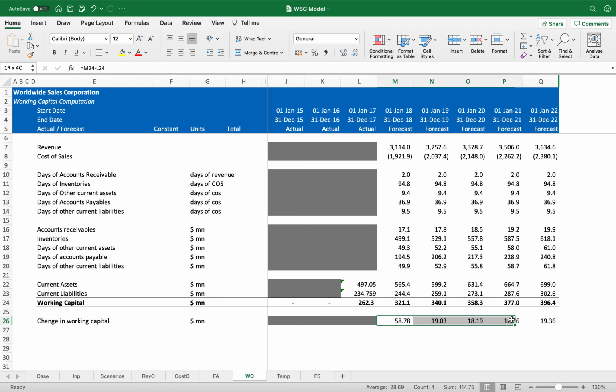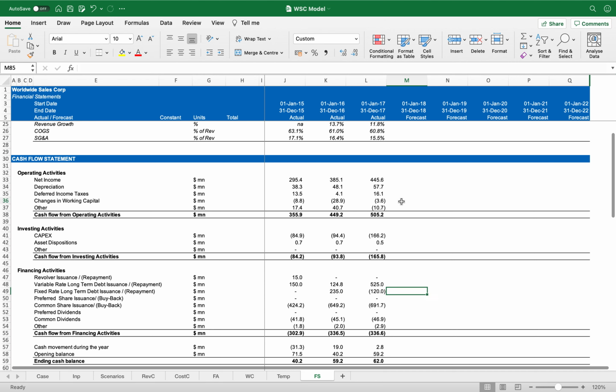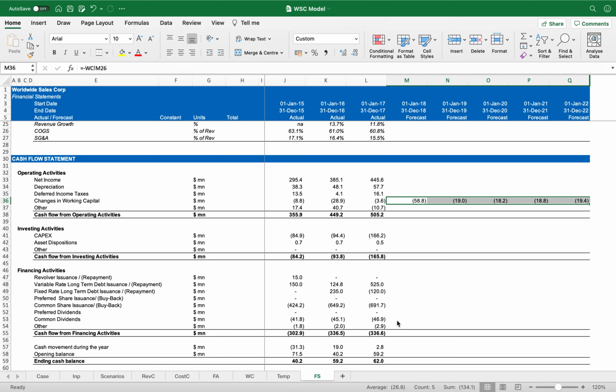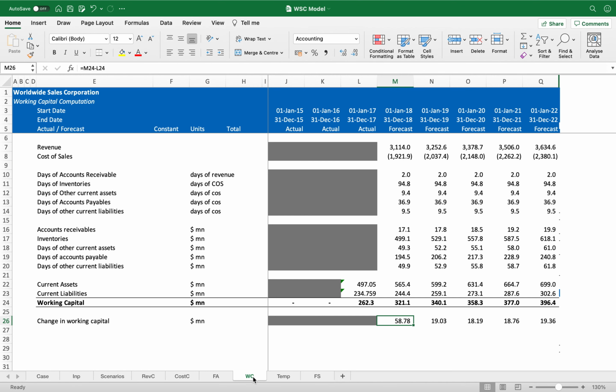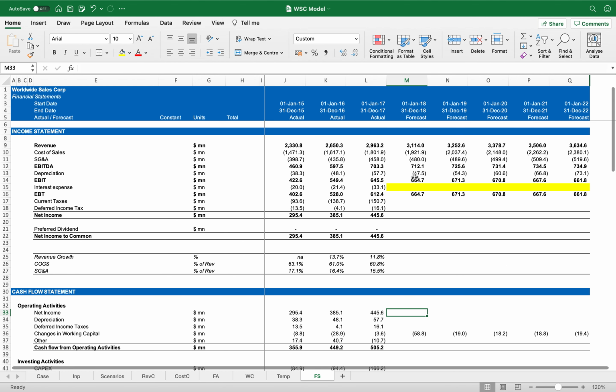Now, to link this change in working capital to your cash flow statement, will it be a positive sign? Will it be a negative sign? It will be a negative sign. Why? Because we have discussed earlier that whenever there is an increase in working capital, I take it as a cash outflow, right? So in my cash flow statement, where there is change in working capital, I will take it as a negative number. That's all regarding working capital. So we are done with working capital.